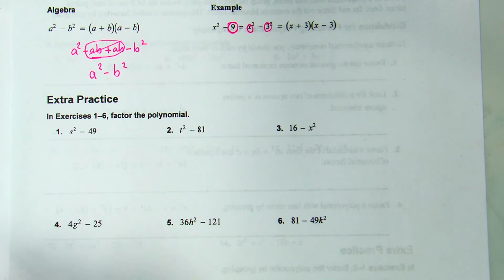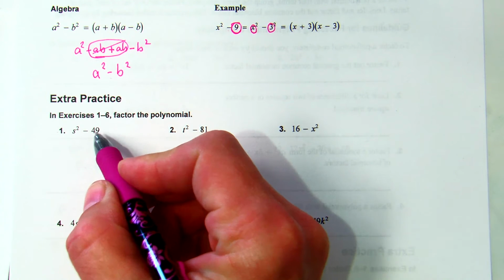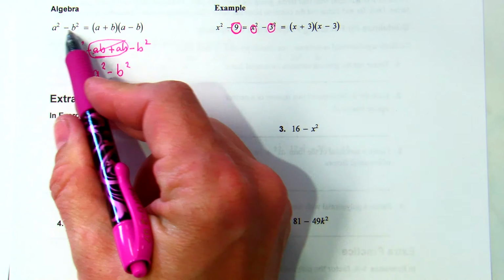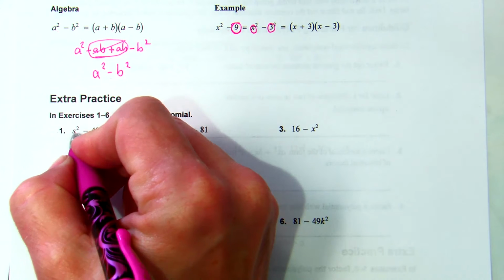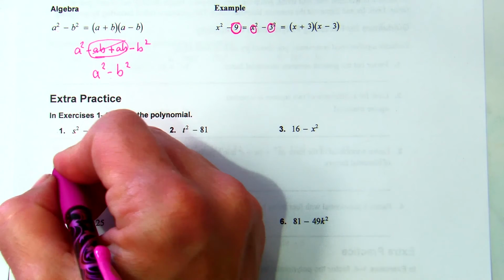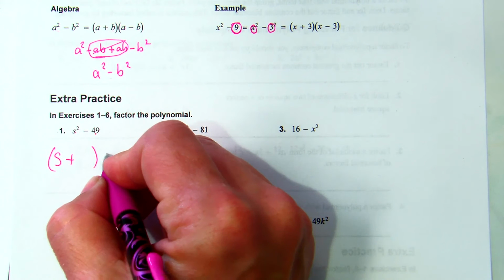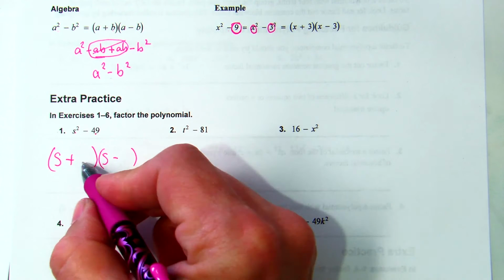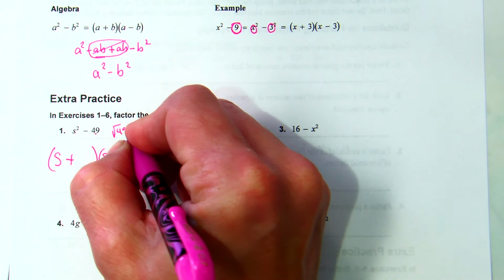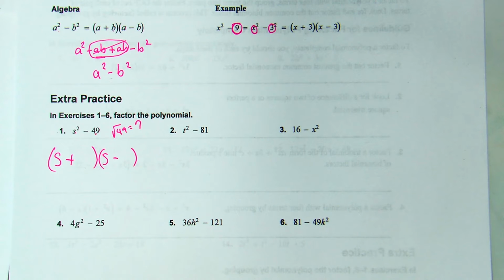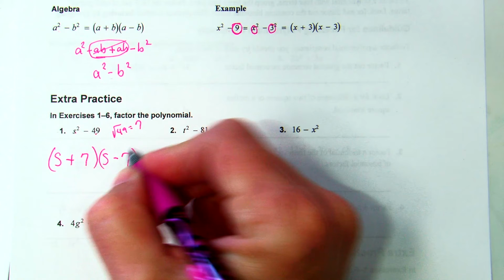All right, so number 1. We have a perfect square minus a perfect square. And anytime we have that scenario, we can take the square root of these two. The square root of s squared is going to be s. So this is going to be s plus something, s minus something, and that something is the square root of 49. The square root of 49 is 7. I'll show you how to do that in the calculator in just a second. But we're going to have s plus 7 and s minus 7.